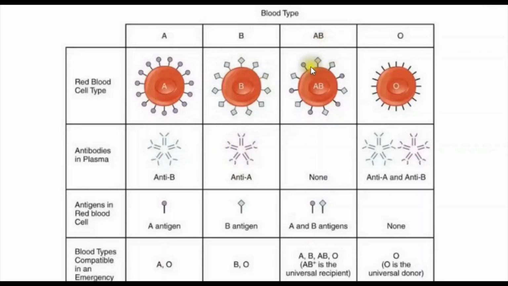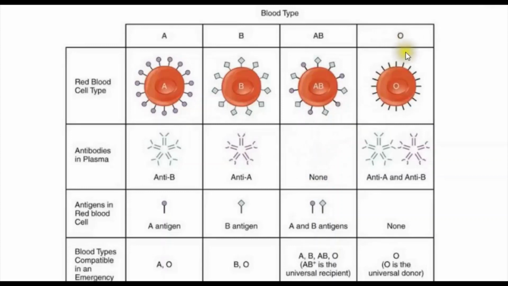Antigens A and B are present on the surface of the RBC. Antigen A is present, antigen B is also present. Both the antigens are present on the surface of the RBC. Then in the blood plasma, there is no antibody. There are no antibodies present in the plasma.